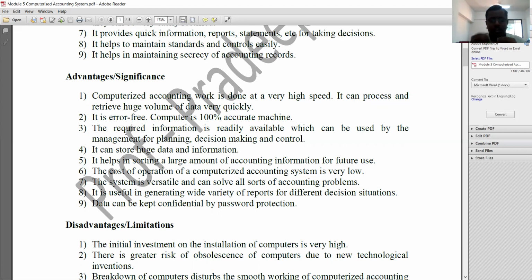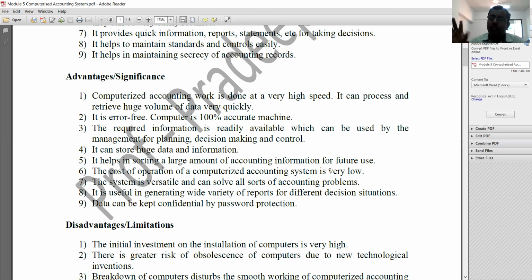The next thing is that comparison, or sorting, of large accounting information for future purposes will be very easy. That is another advantage. Then the next one is that the cost of operation of a computerized accounting system is very low. The work that we get from a computer is always equivalent to the work manually performed by a minimum of 10 to 15 accountants. So the operating cost of a computerized accounting system will be quite less as compared to a manual accounting system.